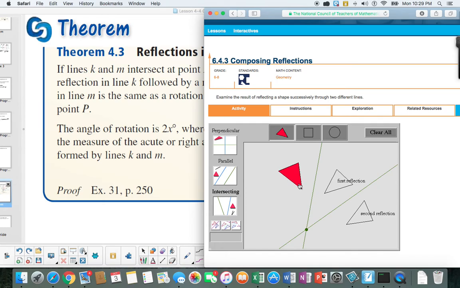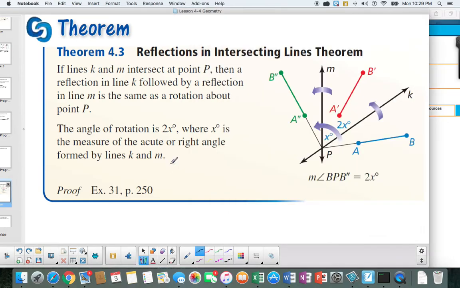Okay, and you should get the feel that this to here is a rotation. So from the beginning to the very end is a rotation. And that's what it's saying right here. So if you reflect over two intersecting lines, it's as if you have done a rotation, and the rotation will be a rotation of 2x degrees.